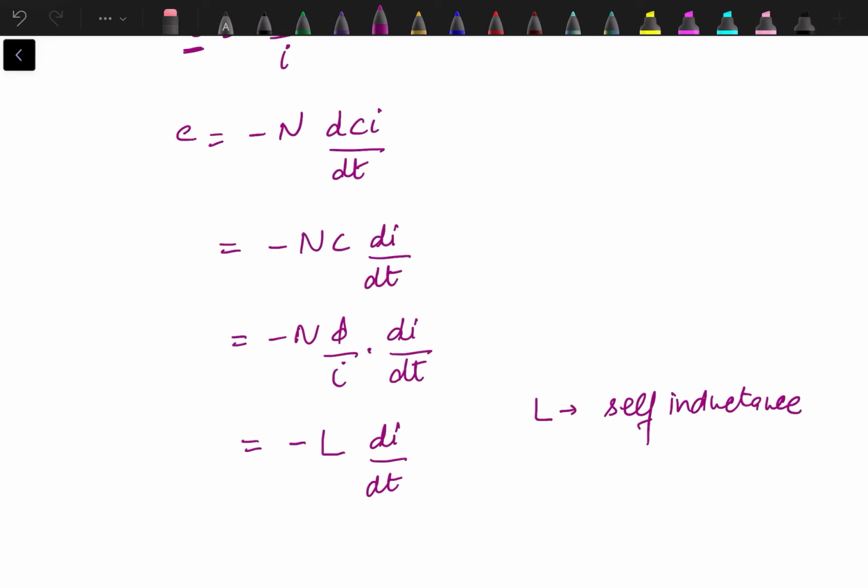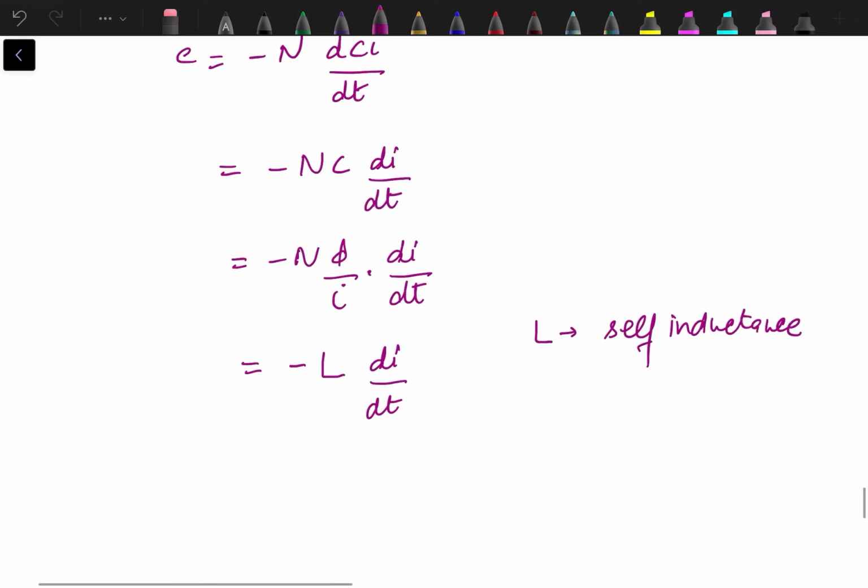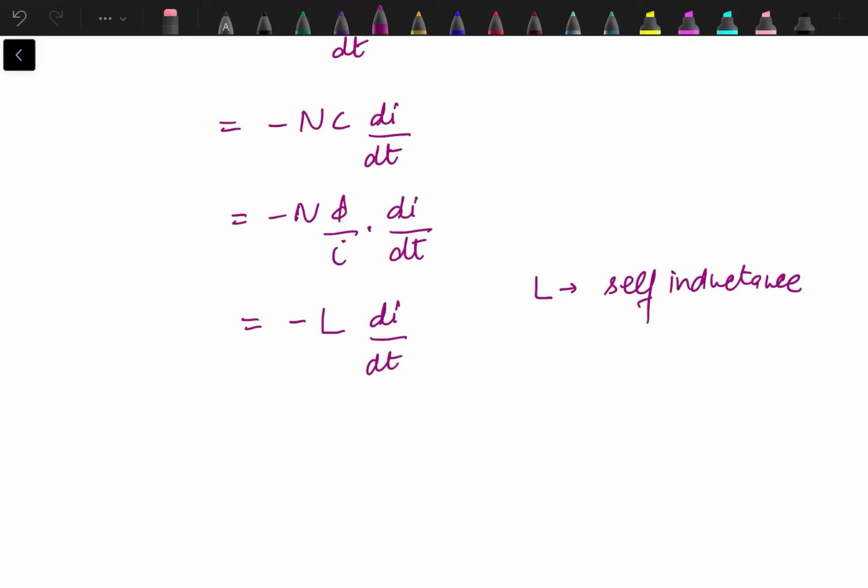Its unit is Henry. So we can say the coefficient of self-inductance L of the circuit is defined as the magnetic flux linked with the coil when a unit current flows through it. So L is equal to N phi by I. N is the number of turns of the same coil, phi is the flux produced because of the flow of current I through the same coil. Since everything is associated with the same coil, that's why it's known as self-inductance.